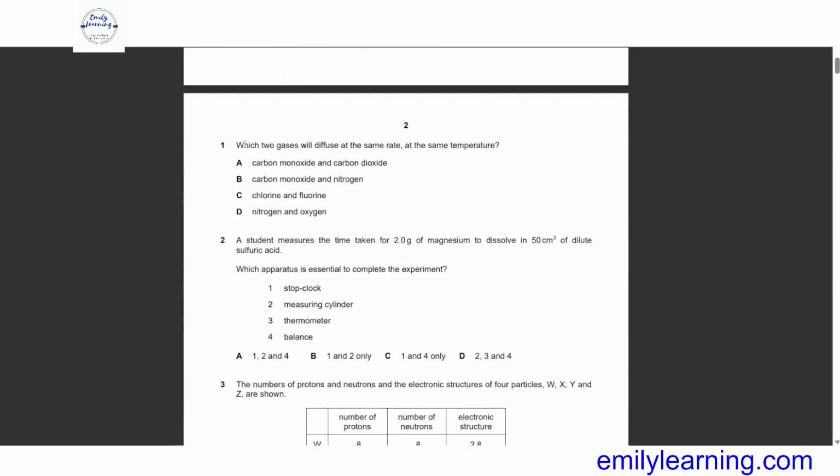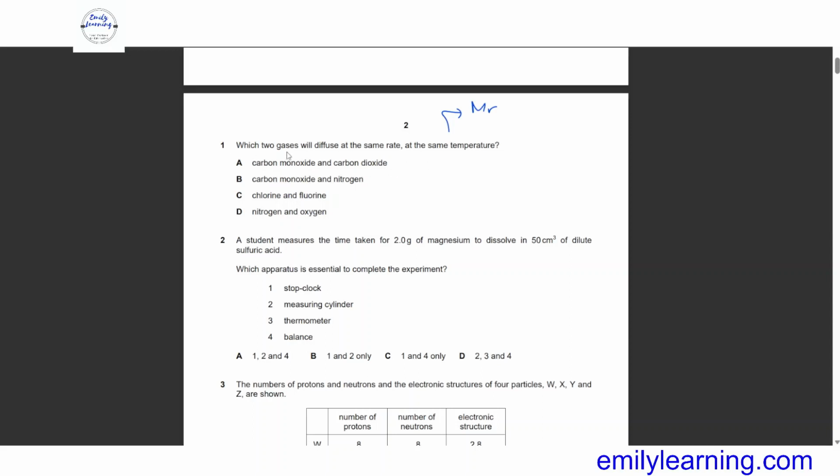Okay, so in the first question, which two gases will diffuse at the same rate at the same temperature? So in other words, if you want gases to diffuse at the same rate at the same temperature, then they must have the same molecular mass, or relative molecular mass. So for this question, they are asking us to calculate Mr. And the answer will be the option where both the molecules have the same Mr.